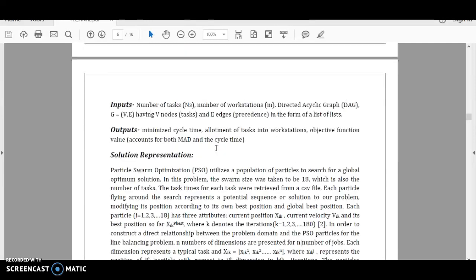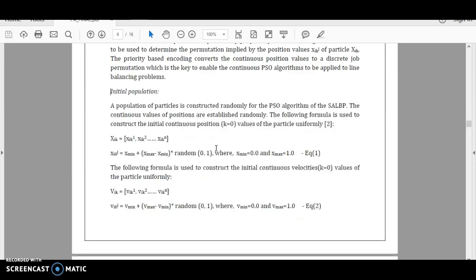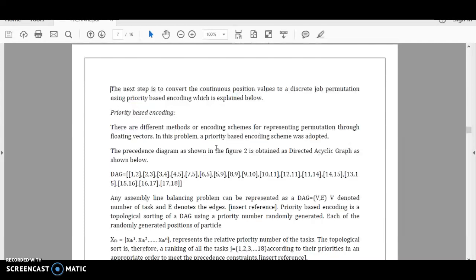As you can see, initially all the particles are assigned as shown in equation 1. Here each particle has its own dimensions, and these dimensions are nothing but individual tasks. So each particle will have 18 dimensions. We are initializing each of these 18 dimensions according to equation 1, and also initializing the velocity to 0.